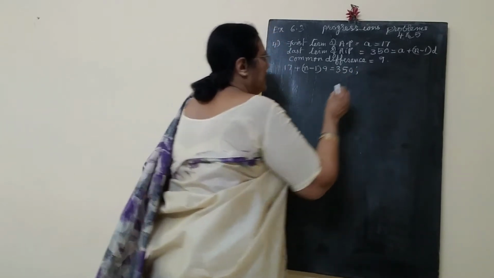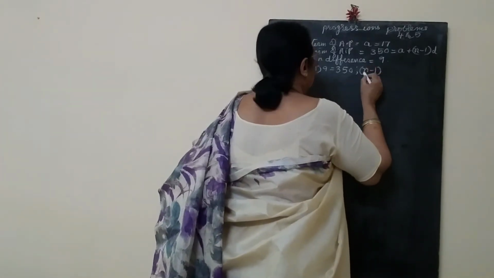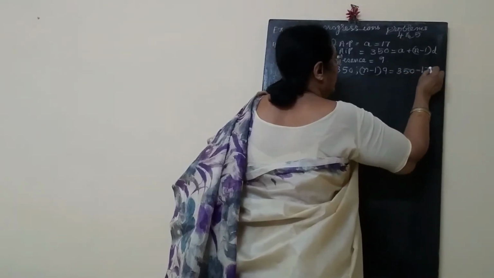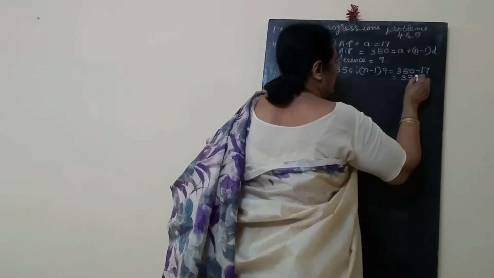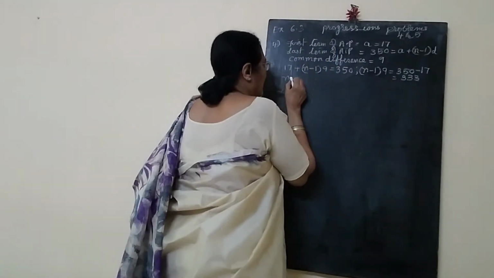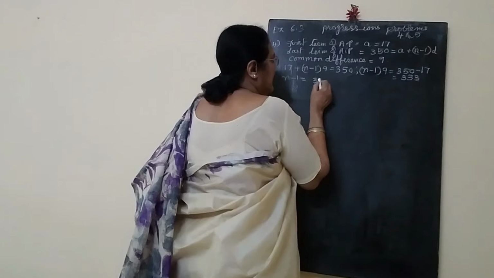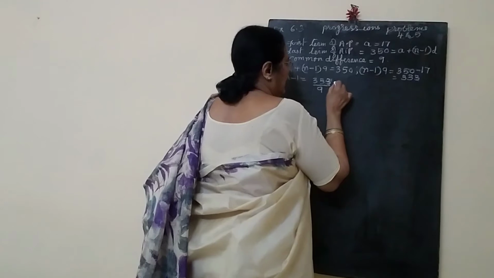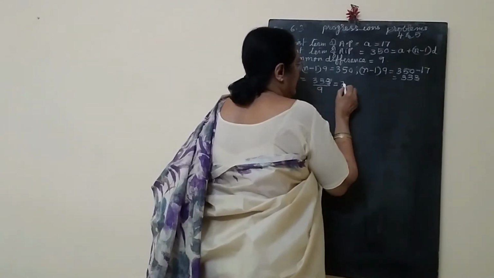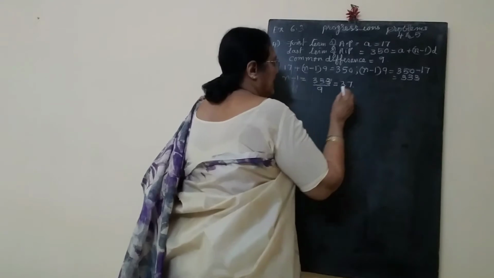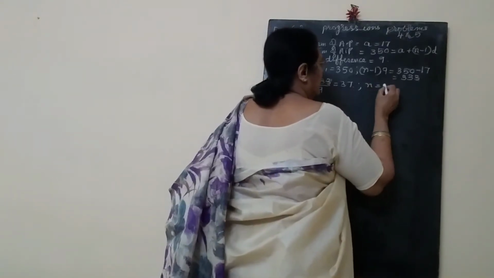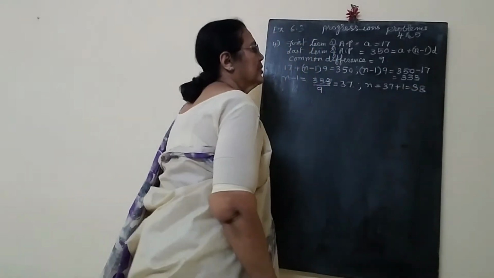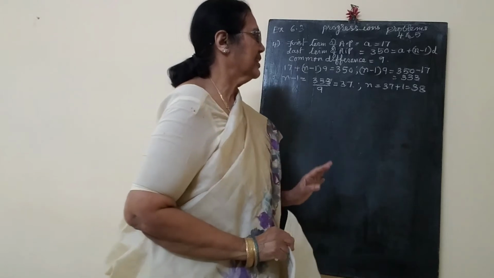Okay. So n minus 1 into 9 is equal to 350 minus 17, that is 333. So n minus 1 will be equal to 333 by 9, that is equal to 37. n is equal to 37 plus 1, 38. Okay. So you found out what is n, the number of terms.